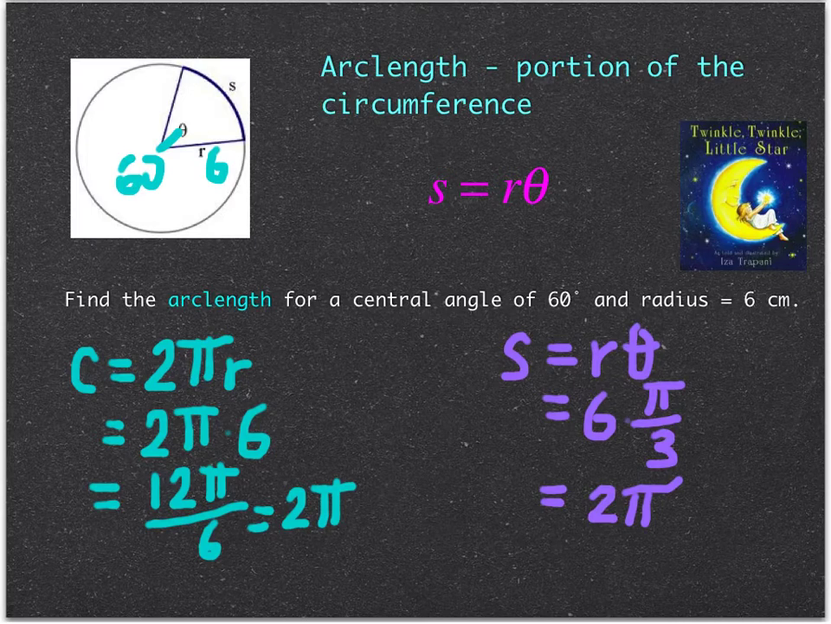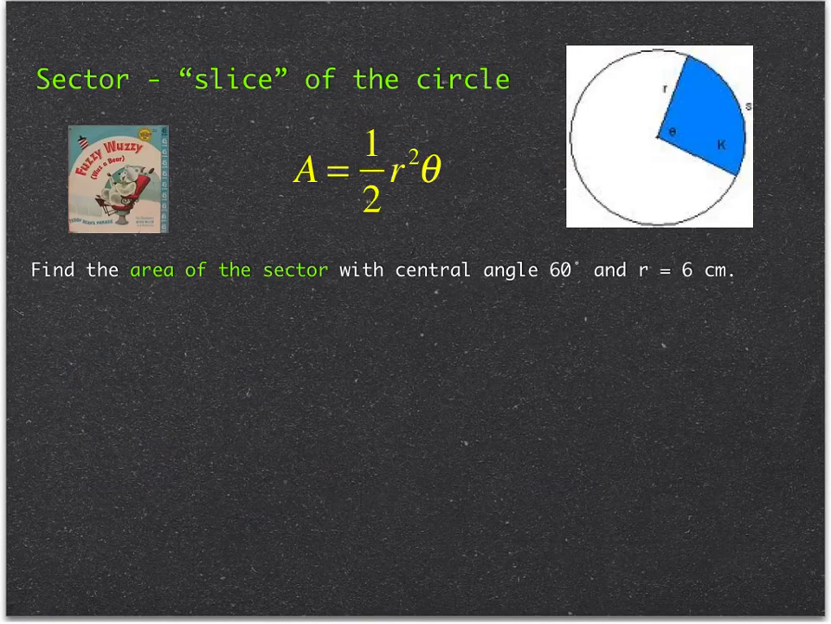Here is another geometric term per se, the sector. And the sector of a circle is a slice or a piece of pie of the circle here. We're going to try to find the area of it. Here's the fancy schmancy formula that we can use. Once again, this theta has to be in radians. But let's see if we can find the area of our previous one we did before that has the central angle of 60 and r equals 6.